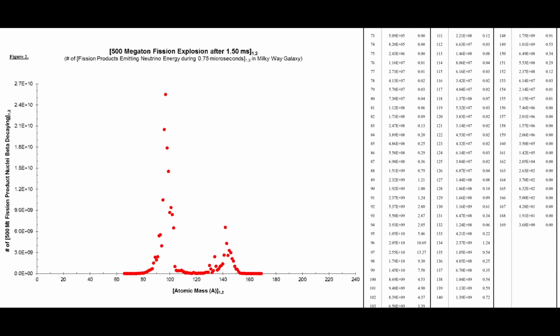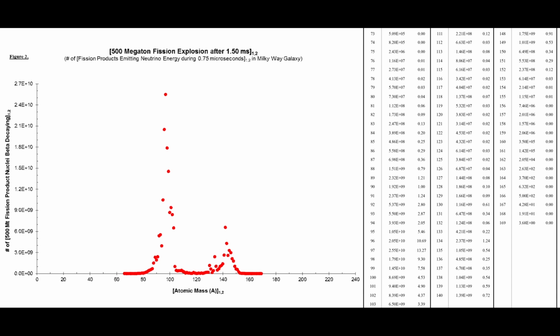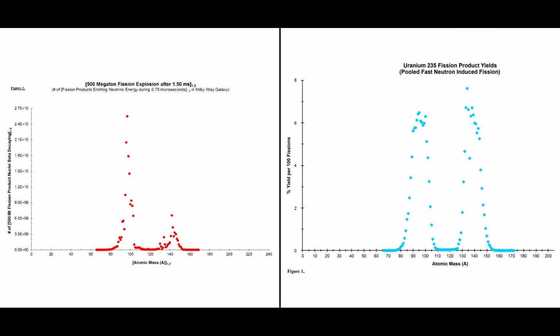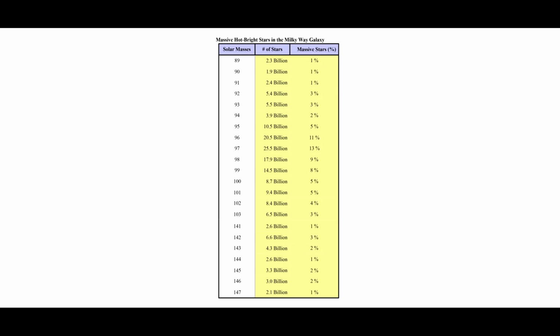They're the missing mass. Only a percentage of it is undergoing beta decay, radiating antineutrino energy, what we see as stars. Radioactive decay rates combined with fission product yields determine the number of each nucleus radiating neutrino energy 1.5 milliseconds after the explosion. These numbers add up to 192 billion cosmic scale fission products shining as massive stars in our Milky Way galaxy. Of these 192 billion massive stars, 74% have masses ranging from 89 to 103 times the Sun's mass. 12% have masses ranging from 141 to 147 times the Sun's mass.